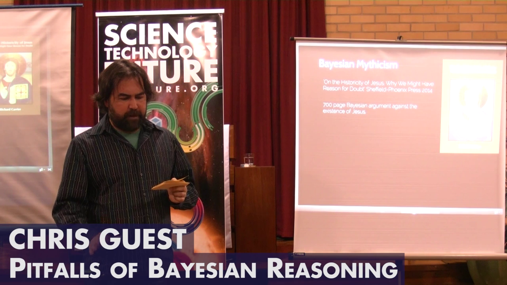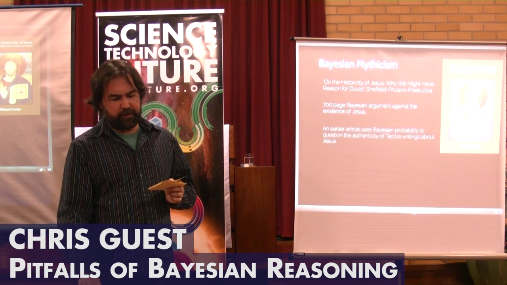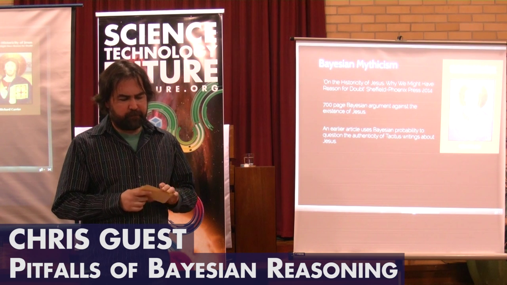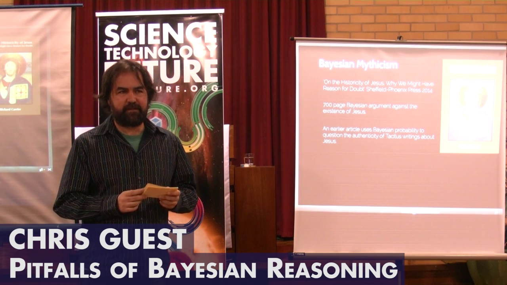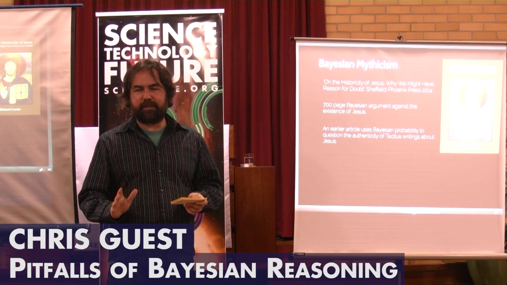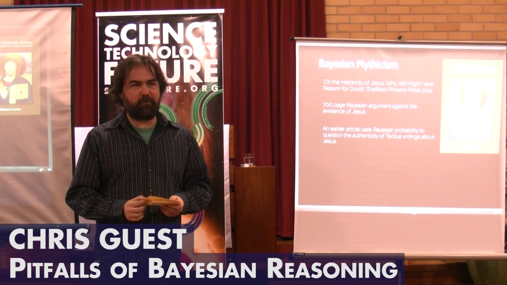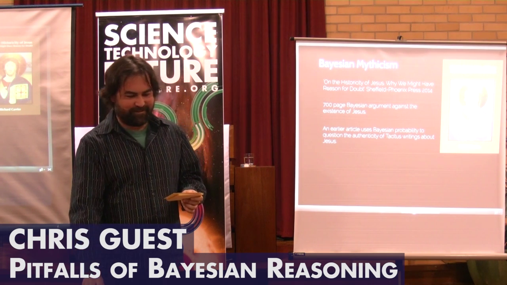Now, prior to that, he also used a Bayesian argument concerning the question of authenticity in the writings of Tacitus about Jesus. And I'll just go through this example today, because it's perhaps a more manageable example, and I think you'll be happier that I leave it at this.